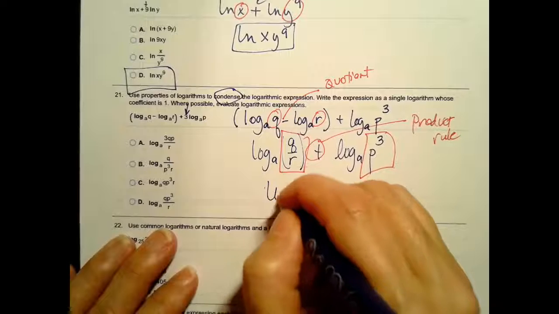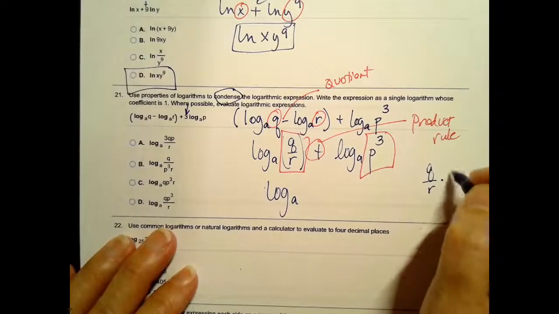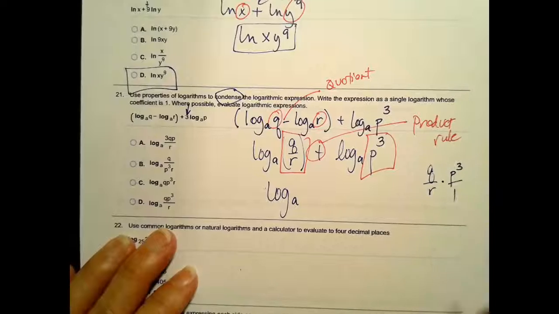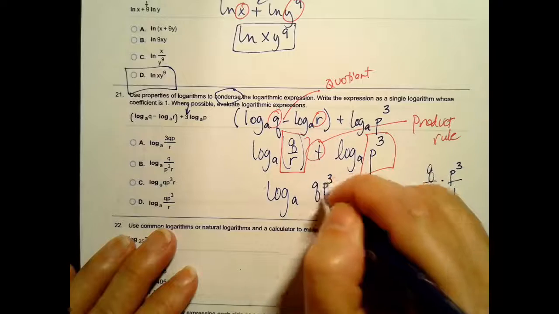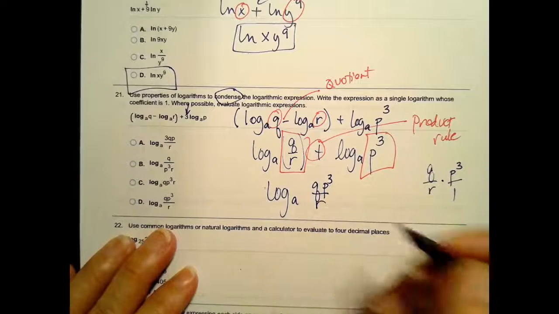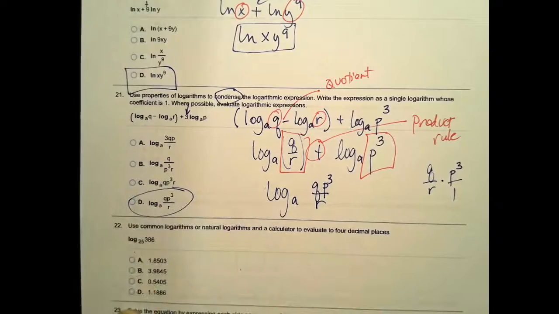So then that gives me log base A. So I'm multiplying Q over R times P to the third, which is over 1. So that's going to be Q P to the third over R, and that's D.